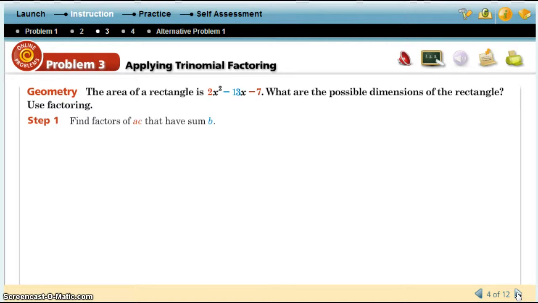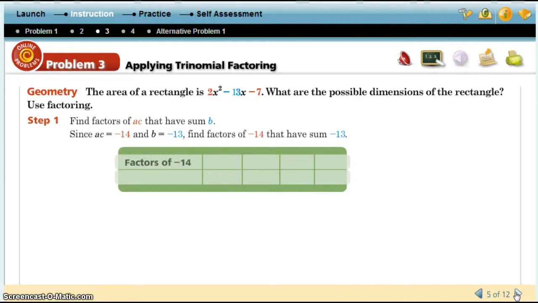Step 1. Find factors of A times C that have sum B. Since A times C equals negative 14 and B equals negative 13, find factors of negative 14 that have the sum negative 13. Now notice, all they did was multiply 2 and negative 7, because you have to use the sign that falls in front of the number. That's where the negative 14 came from. So factors of negative 14 whose sum is negative 13.